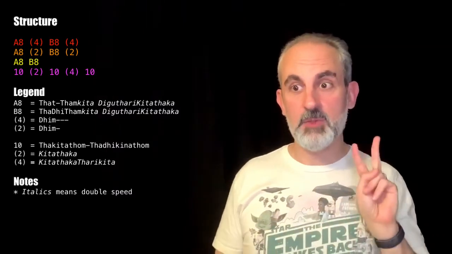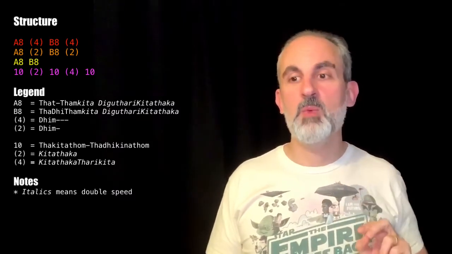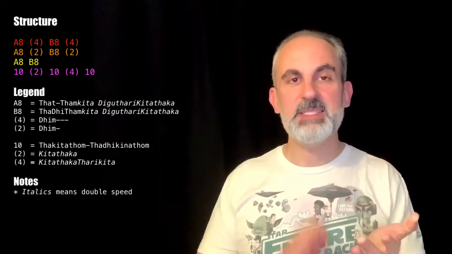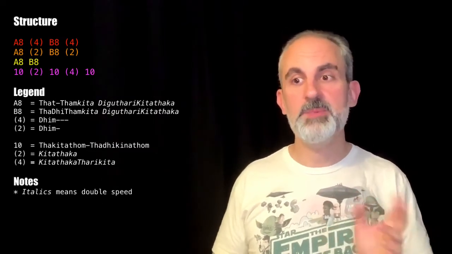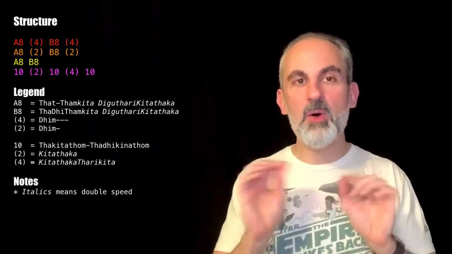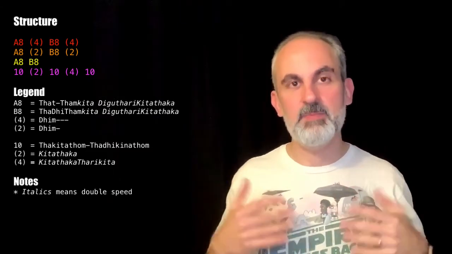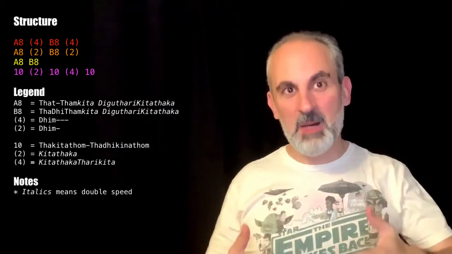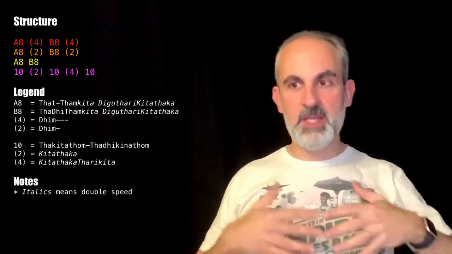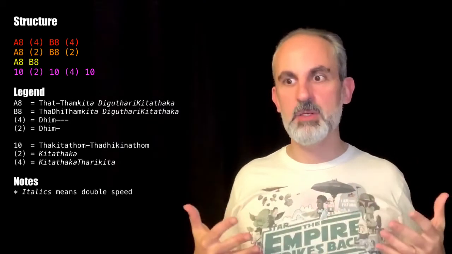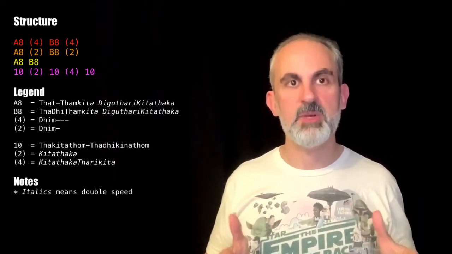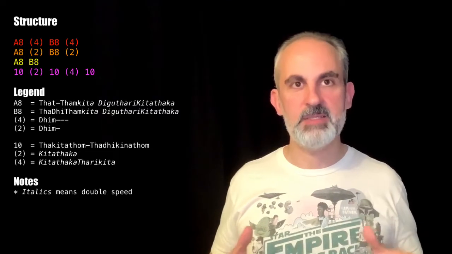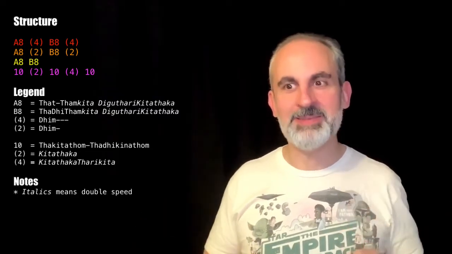So the gap for 2 in purple, we're going to recite as Kitataka, and the gap for 4 in purple is going to be Kitatakadarikita. So all of them are in italics, meaning that it's the double speed of the normal beats of the other words. This is part of my way of doing these transcriptions, and I hope it makes sense. At least they're coherent, which is always a good thing.